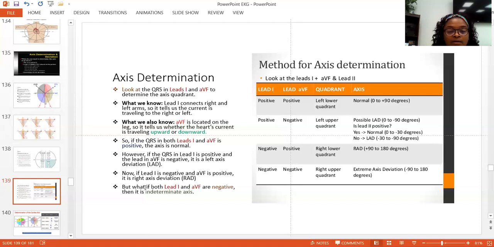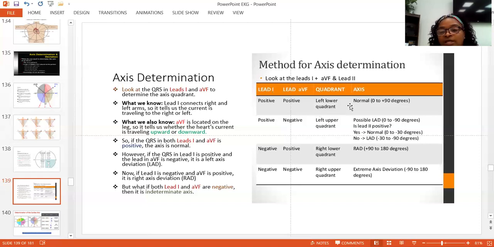Okay. But what if you have lead 1 and AVF both being negative? Then that's where you enter into that no man's land and you get that indeterminate axis. I mean, you can't tell what it is. And if you can't tell what it is, then it ain't good.